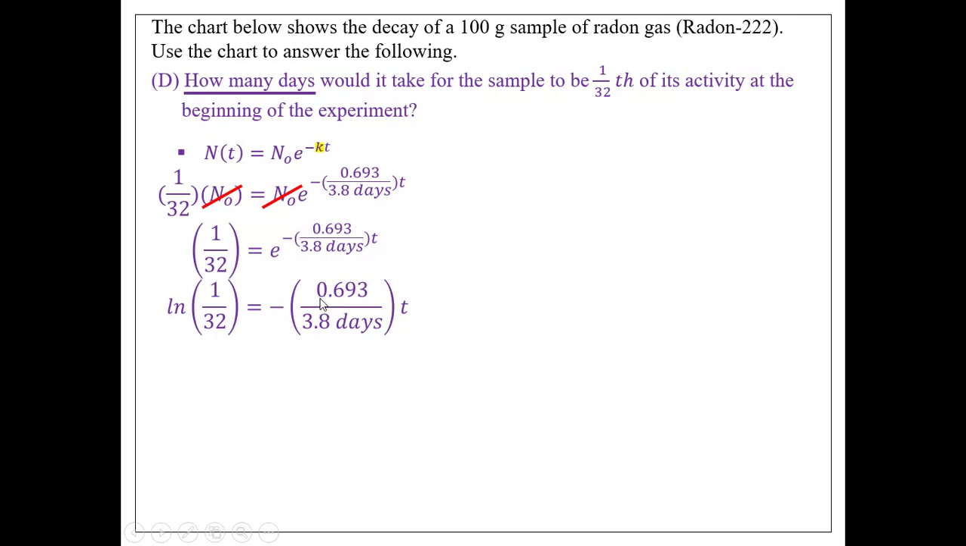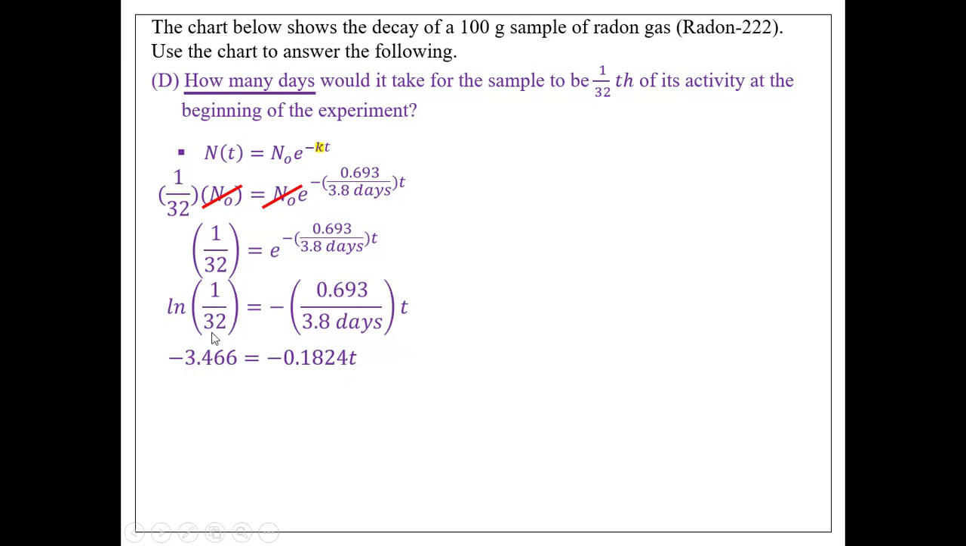Okay. So on the right side now, instead of this term being an exponent, it is now part of the main function here, which is 0.693 divided by 3.8 days and then times t. Ultimately, we're trying to find what t is, because the question asks us how many days would it take for this particular sample to just have 1/32 left. All right. So to simplify this, 0.693 divided by 3.8 gives us 0.1824 times t, because t is unknown here.